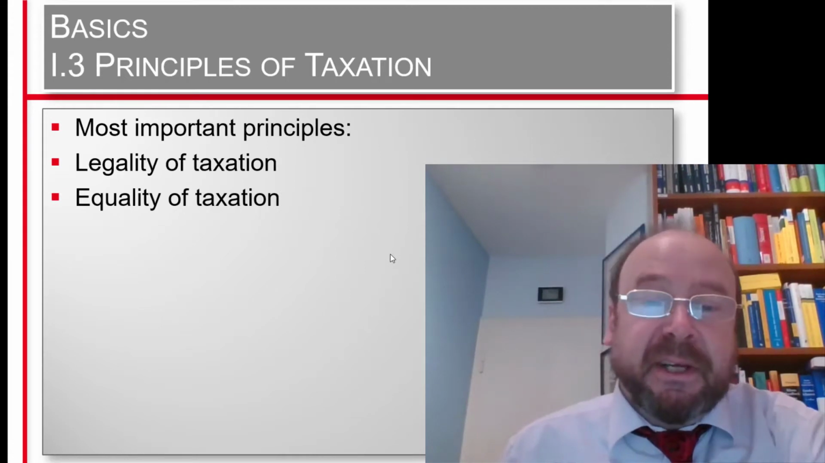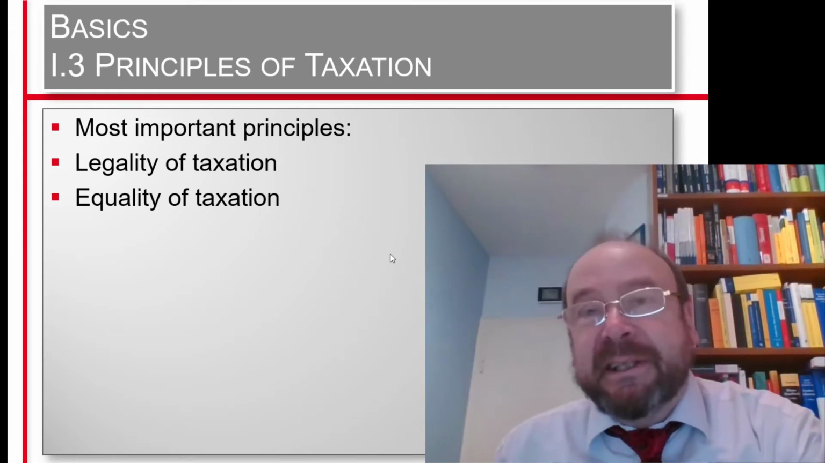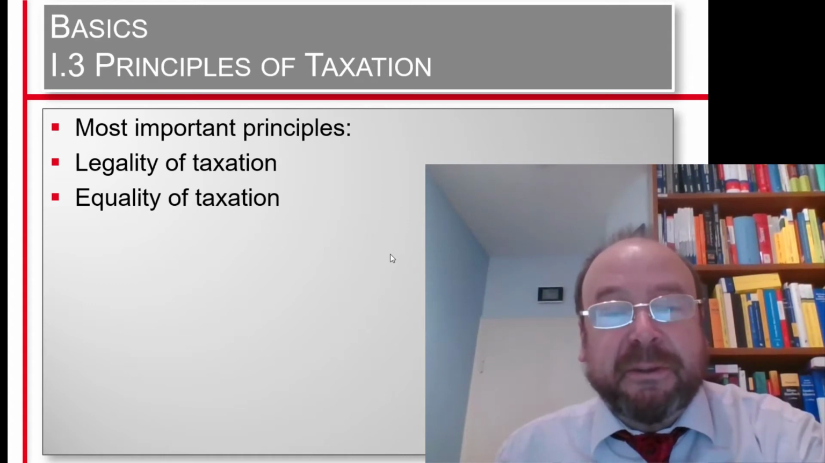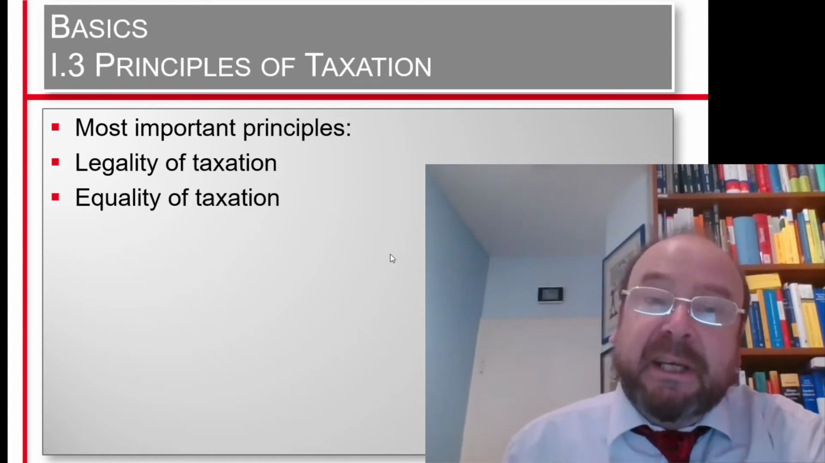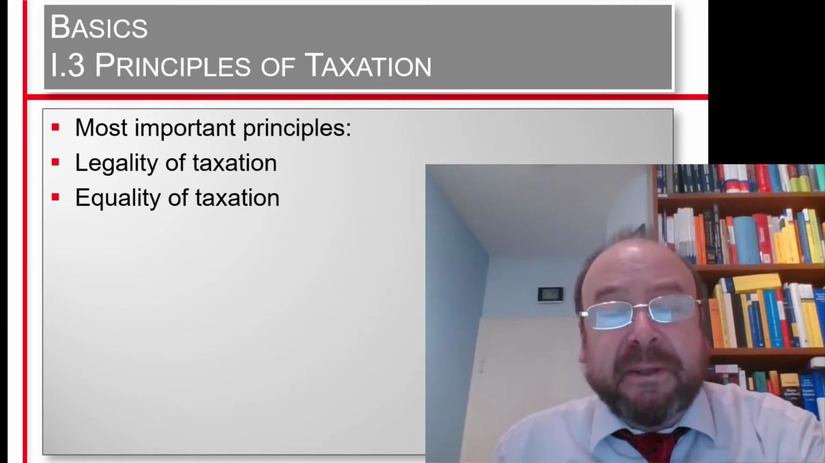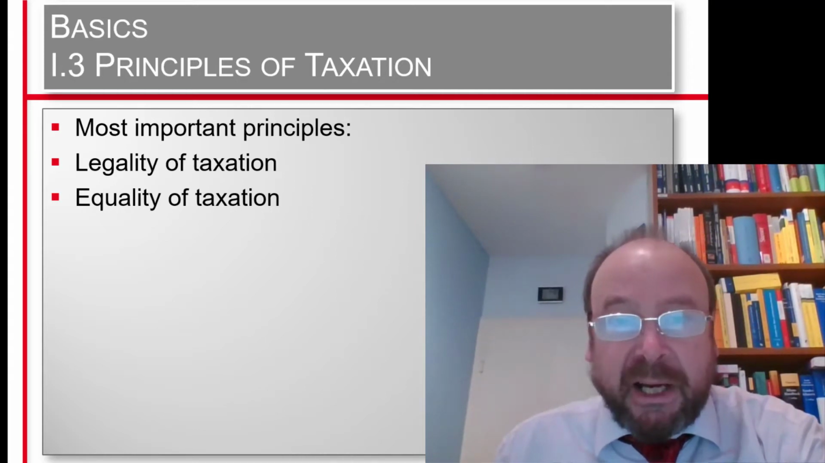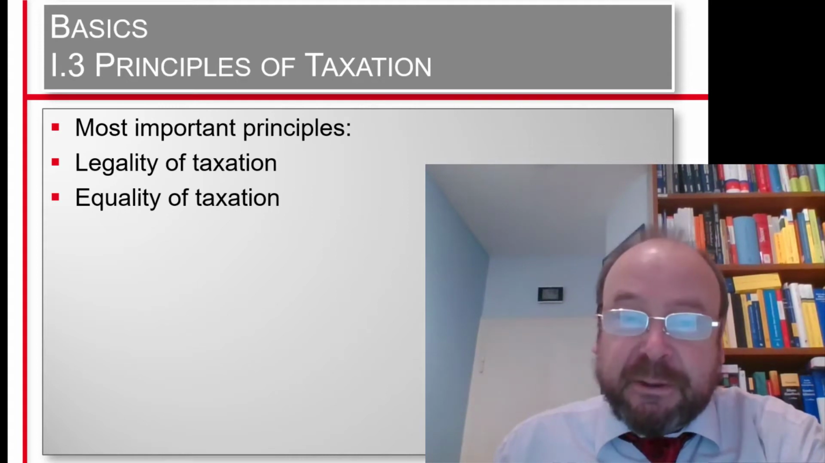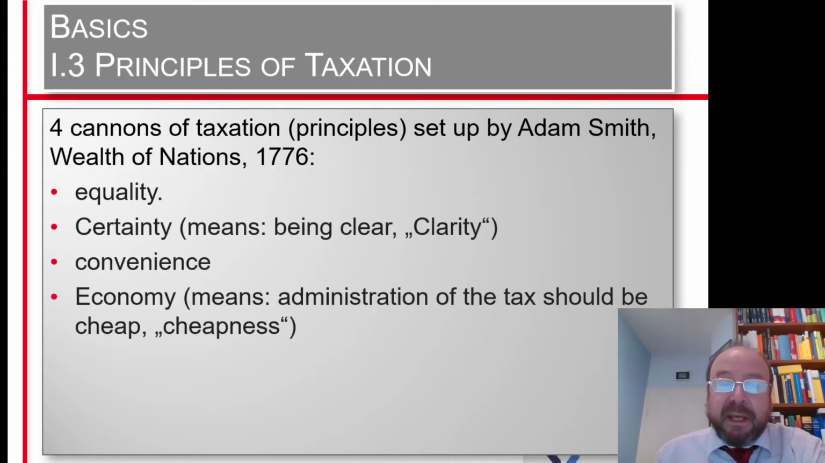There will be some principles or basic rules which you have to follow if you want that a tax law really works. And we are going to have a look on these major or most important principles. The most important ones are probably legality or legal certainty or a legal foundation of taxation, and the principle of equality of taxation, so that tax laws must treat equal things in an equal way, and why and what that means in detail, that's our topic for what is going to come.